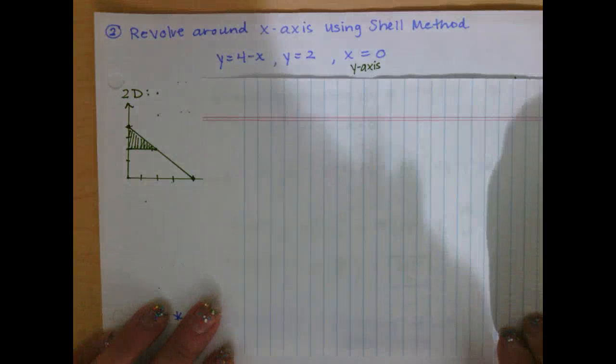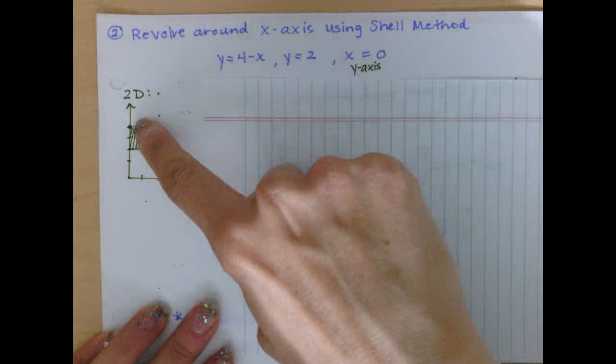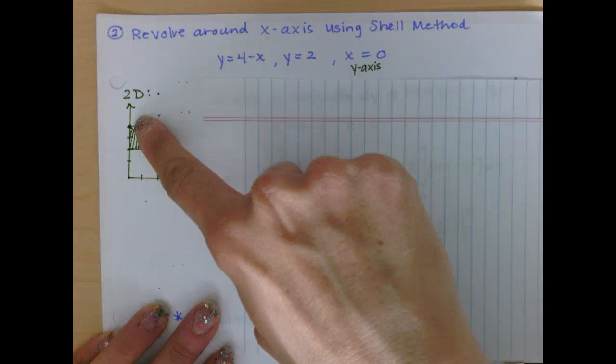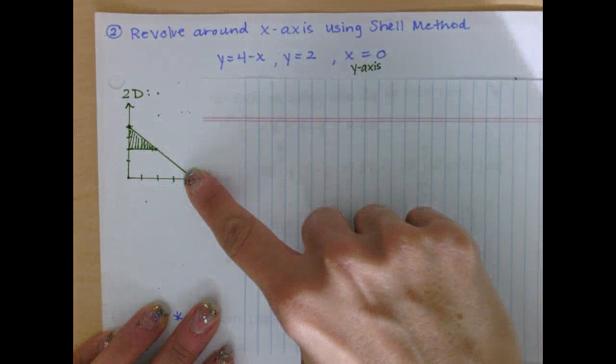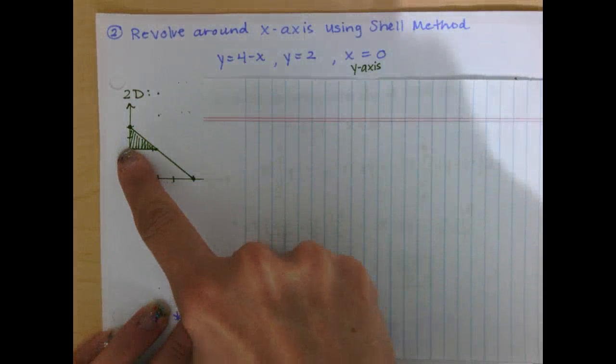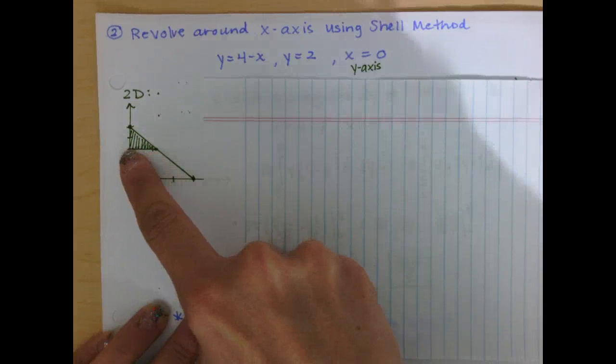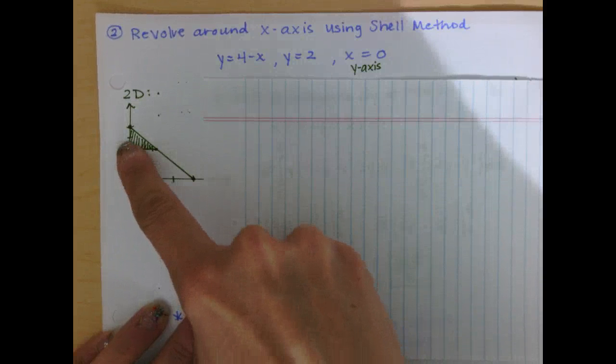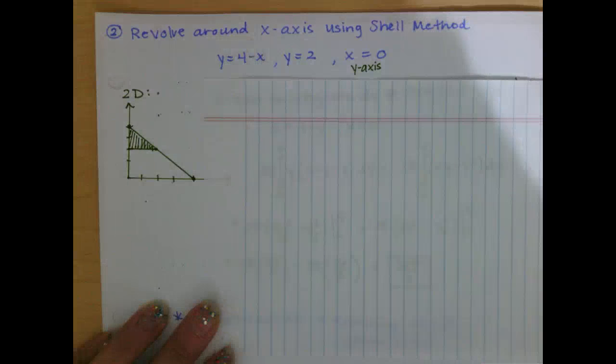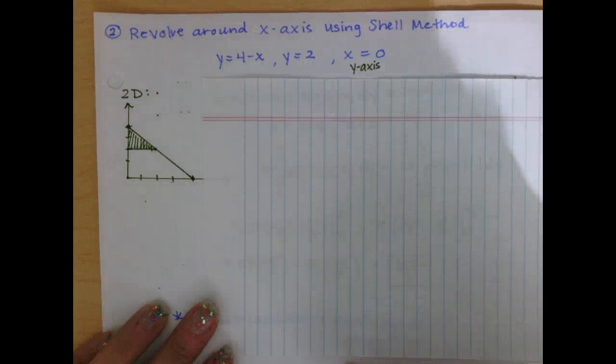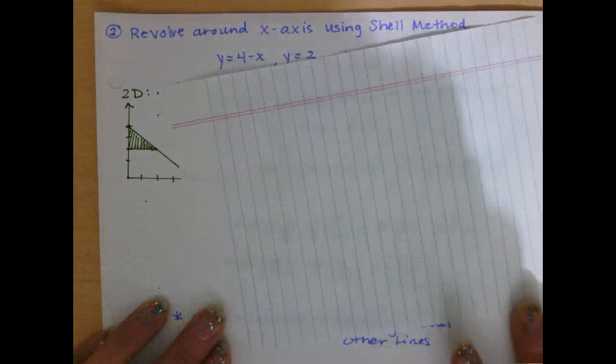Alright, so here I have a graph. You can see we have the line y equals 4 minus x right here. Here is the line y equals 2, and then of course we have the y-axis. And so those 3 lines together form a triangle. We're going to take that triangle and revolve it around the x-axis, and we're going to use the shell method to find the volume of that resulting solid.